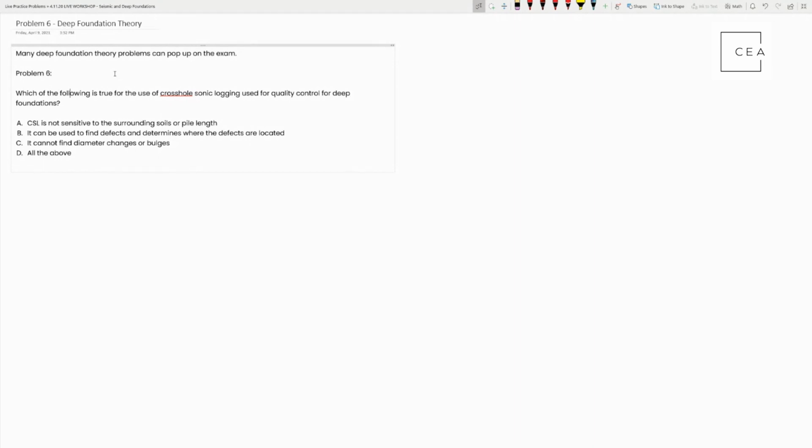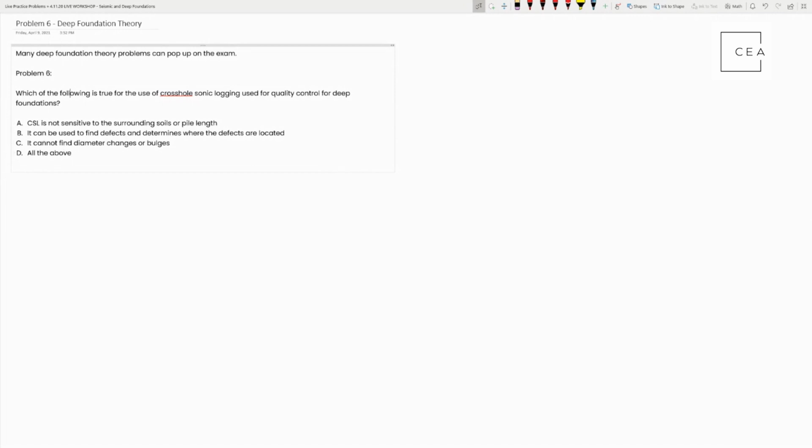It's like a pulse of energy, which is probably the one that's going to throw you off. And it cannot see outside the cage and does not detect centering or covering problems. So I'm reading some other things about cross-hole sonic logging that maybe you don't know. So the answer I'm going to go with here is D.